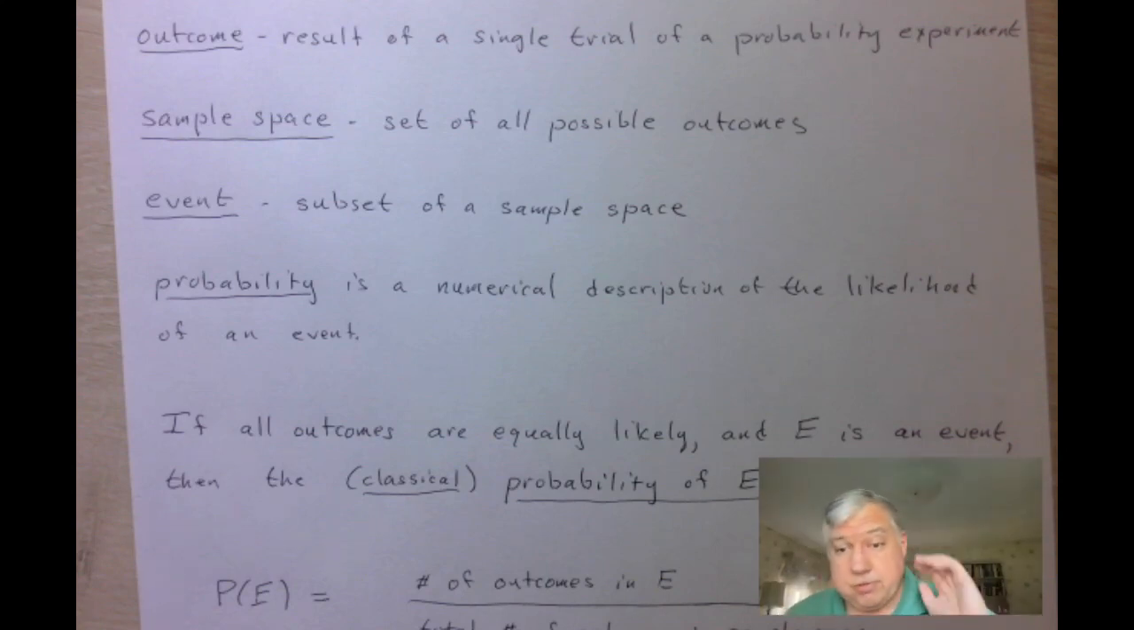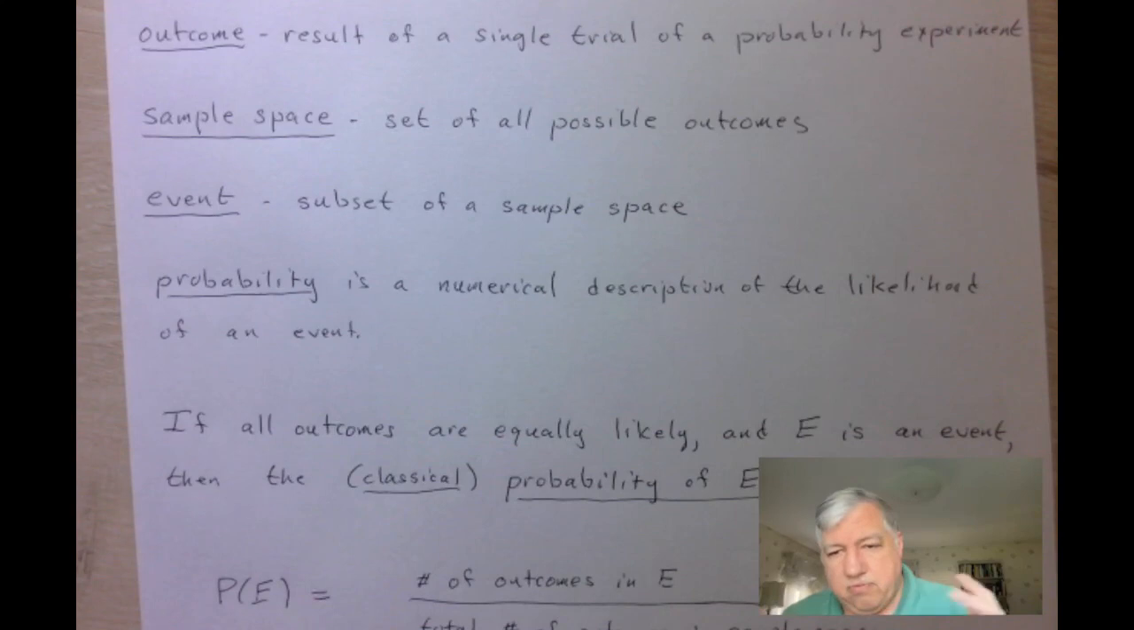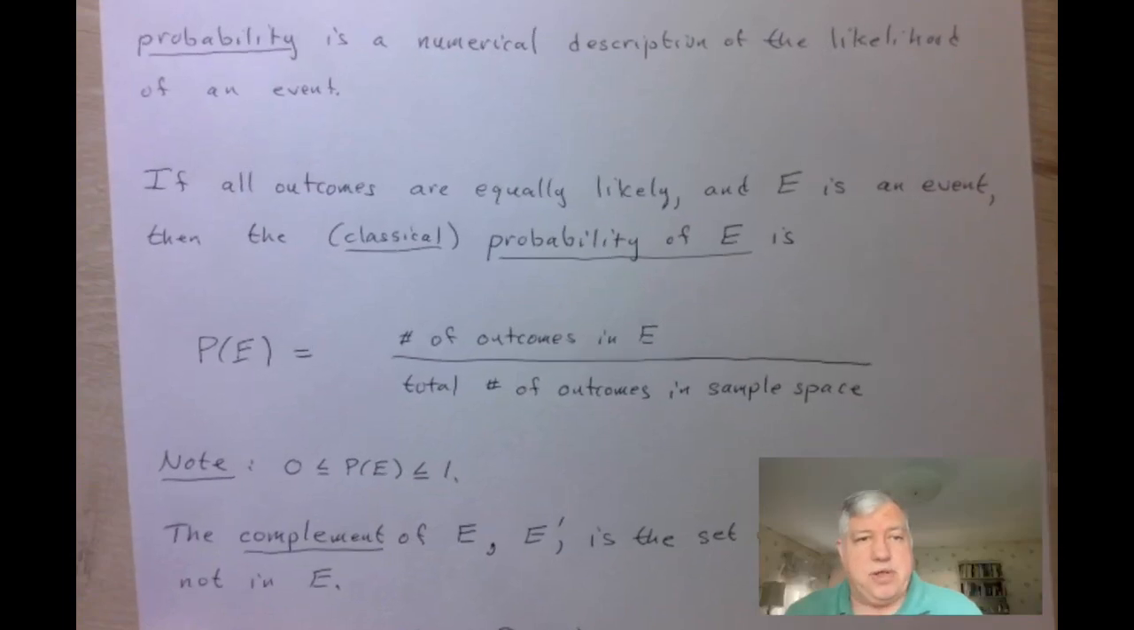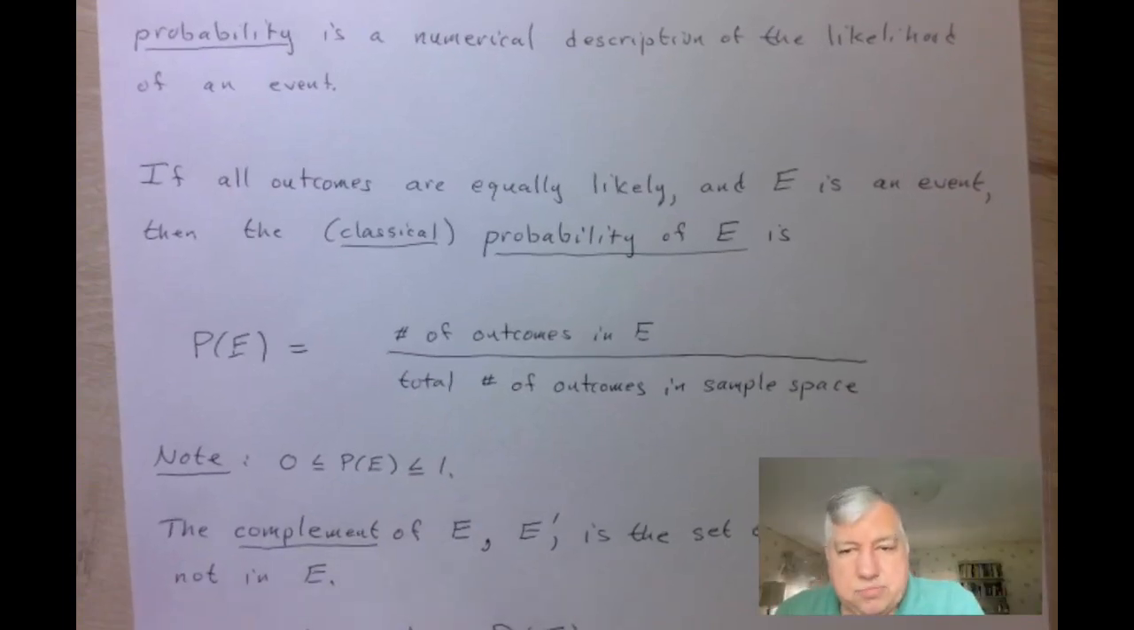So what we're going to do now is give a formula for calculating the probability, assuming all outcomes are equally likely. So in the case of flipping a coin, we're assuming that this coin is fair and not biased, all right? If all outcomes are equally likely and E is an event, and remember E is a subset of the sample space, then the classical probability of E is just the number of outcomes in E, that is the number of outcomes in which E can happen, divided by the total number of outcomes in the sample space, or if you will, the size of the sample space.